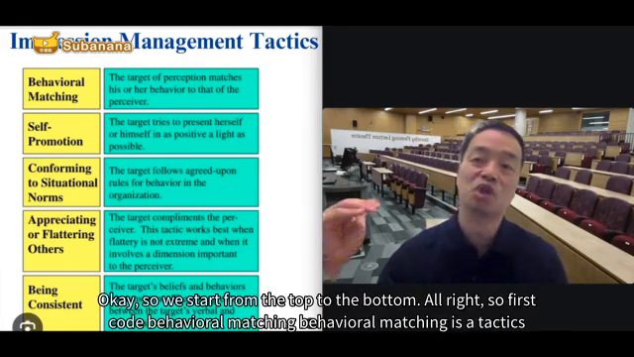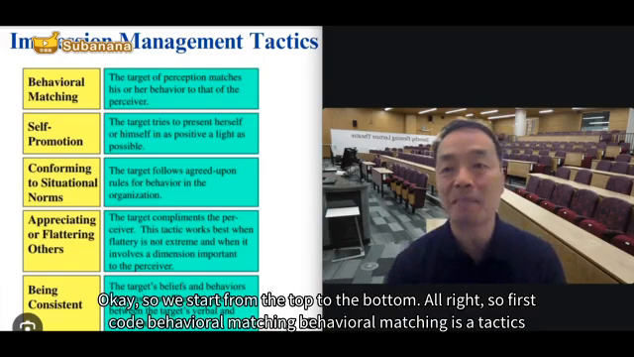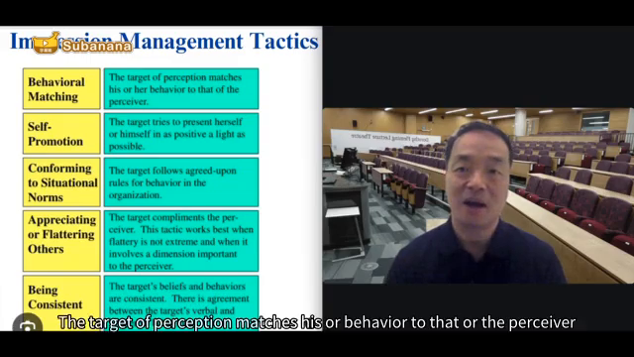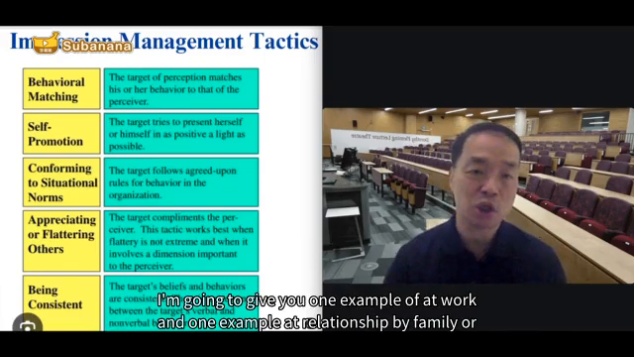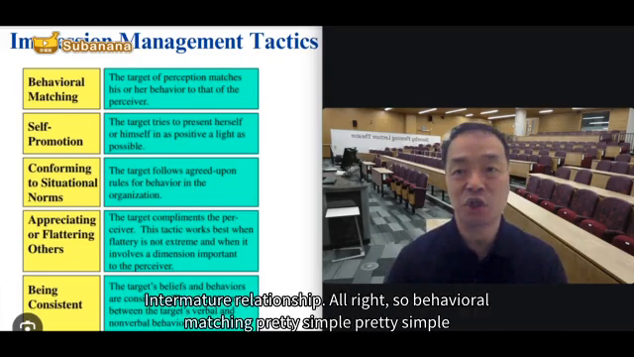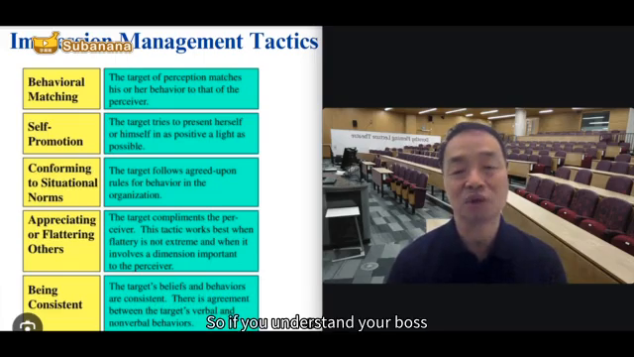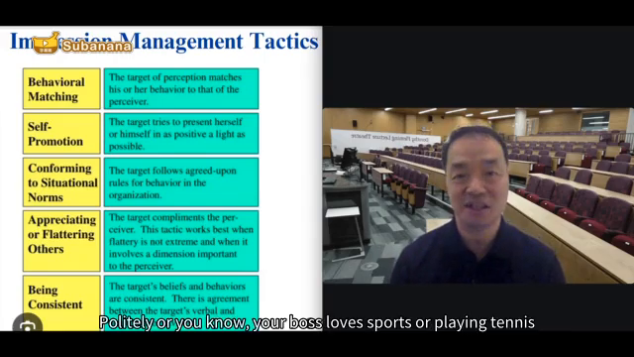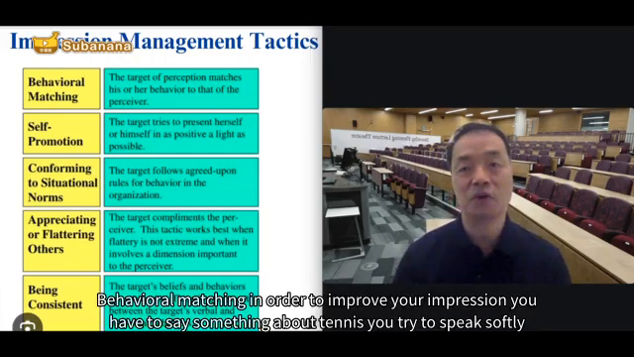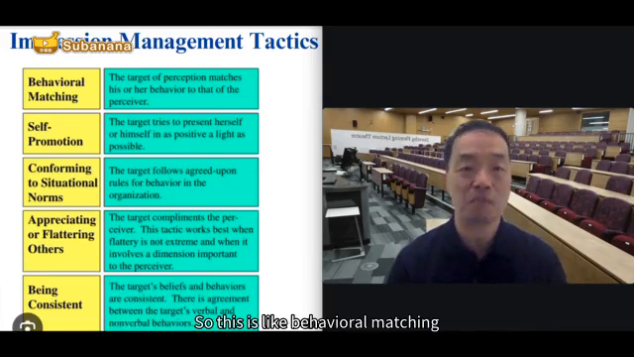Okay, so we start from the top to the bottom. First is called behavioral matching. Behavioral matching is a tactic where the target of perception matches his or her behavior to that of the perceiver. I'm going to give you one example at work and one example in a relationship, like family or intimate relationship. Behavioral matching is pretty simple. If you understand that your boss loves talking in a certain way, for example softly and politely, or you know your boss loves sports or playing tennis, then in order to improve your impression, you say something about tennis and try to speak softly. This is behavioral matching.